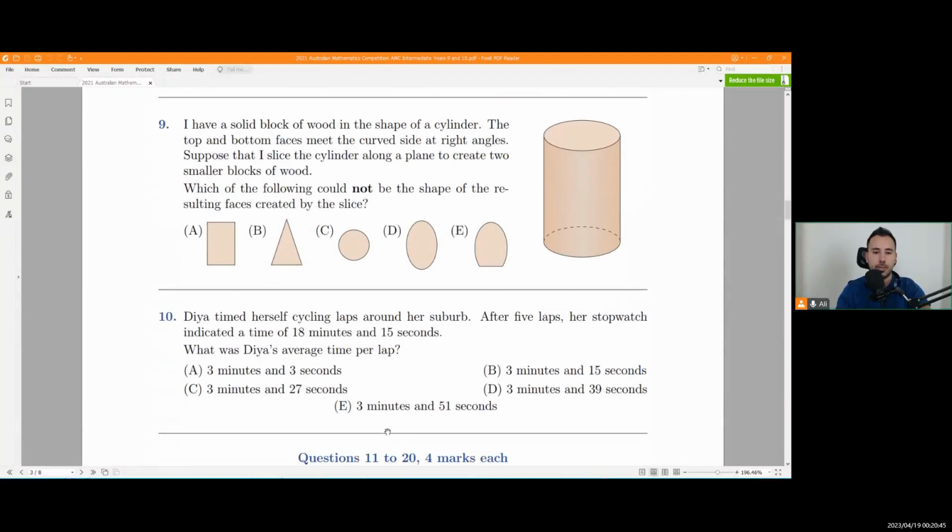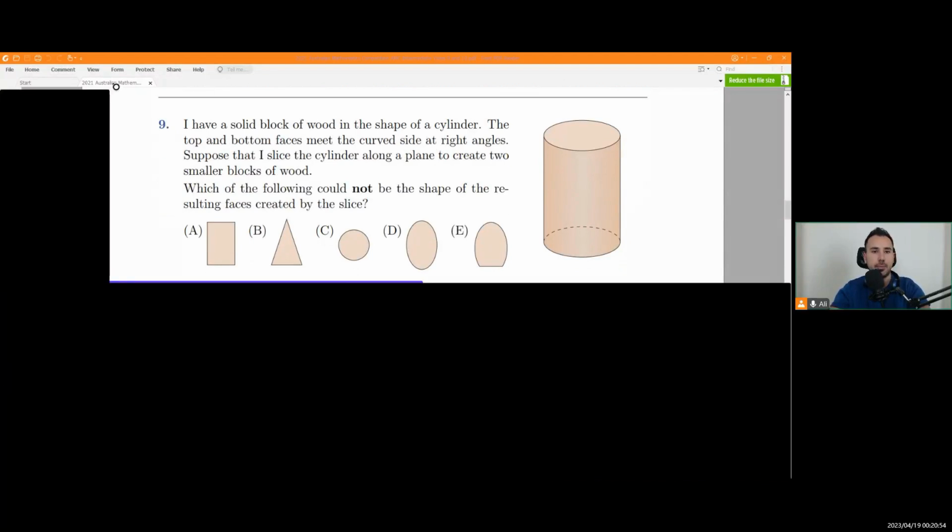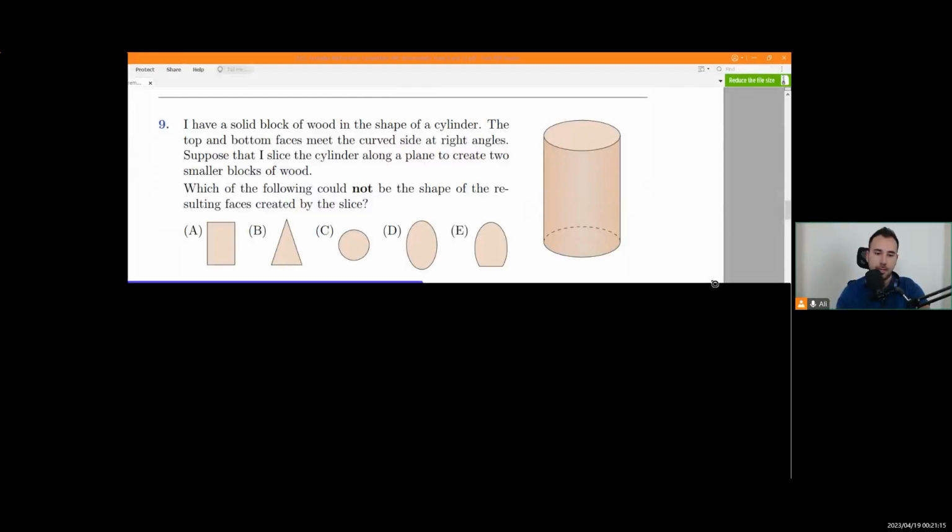Okay, let's continue with question 9. I have a solid block of wood in the shape of a cylinder, and the top and bottom faces meet the curved side at right angles. Suppose that I slide the cylinder along a plane to create 2 smaller blocks. Which of the following could not be the shape of the resulting faces created by the slides? If you're anything like me, you don't like these types of questions because they require you to imagine stuff. But let's see. This one is not very difficult.